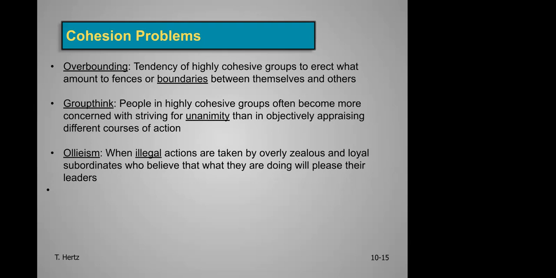They can also suffer from groupthink, right? Cohesive teams will strive for cohesiveness, for unanimity, for the group's overall pleasant attitudes, rather than actually working on the tasks at hand. And so it can be problematic.